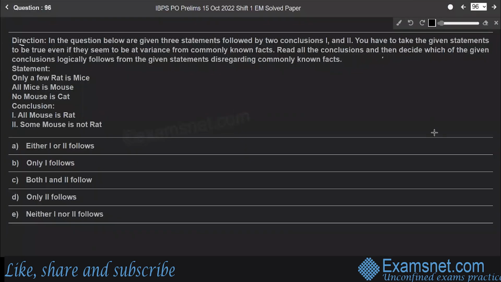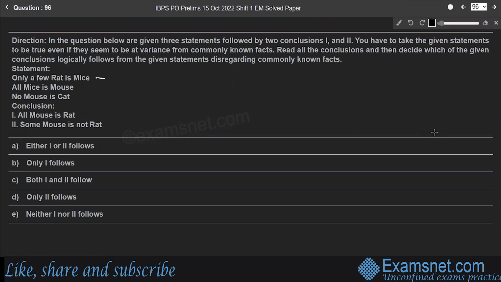Question 96. Here the direction is: in the question below are given 3 statements followed by 2 conclusions, 1 and 2. You have to take the given statements to be true even if they seem to be at variance from commonly known facts. Read all the conclusions and then decide which of the given conclusions logically follows from the given statements, disregarding commonly known facts. So let us represent the given statements in the form of a Venn diagram.